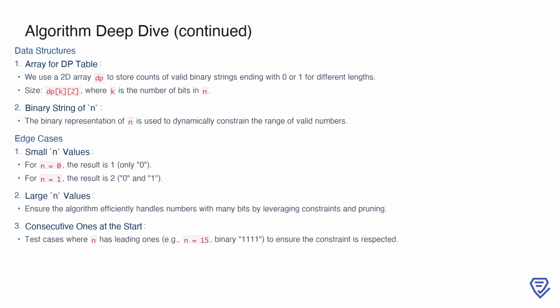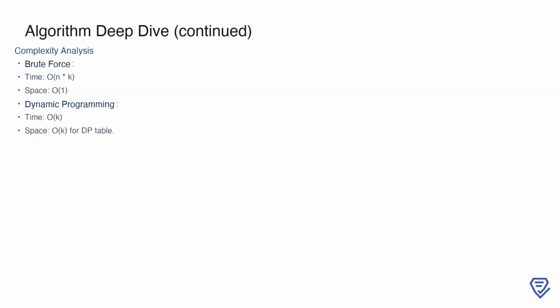Addressing edge cases is also critical. For example, when n is 0, the result is simply 1 because the only valid number is 0. For n equal to 1, the result is 2, corresponding to 0 and 1. For larger n values, especially those with many bits, the algorithm's efficiency is maintained through pruning and constraint handling. Special cases, like when n has leading consecutive ones, require careful attention to ensure that the constraints are respected throughout the computation. Finally, let's analyze the complexity of both approaches.